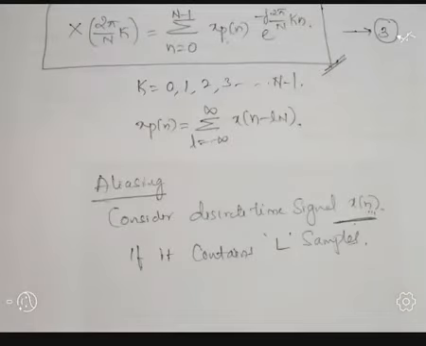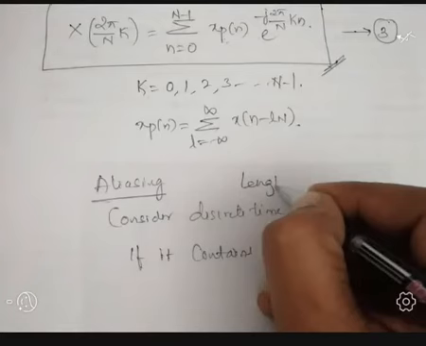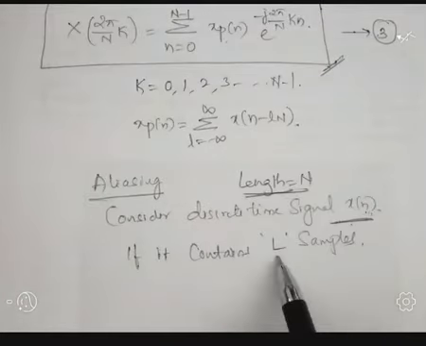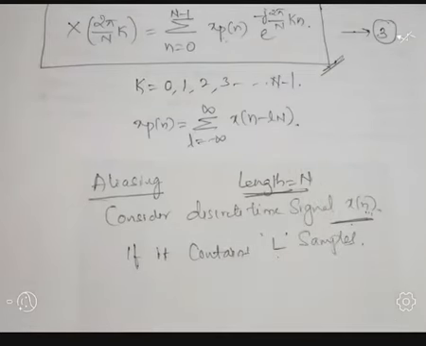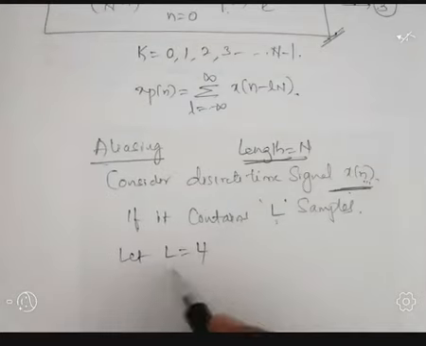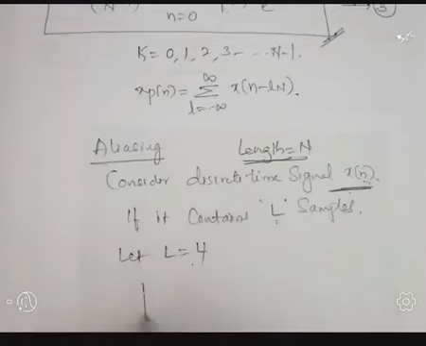Nothing but the length of the period, indicated as N. If N is greater than L, what happens? If N is less than L, what happens? We will discuss. First I'm going to sketch one signal by taking L equal to 4 samples. Here I have assumed that the discrete time signal contains 4 samples. So one example I will take.